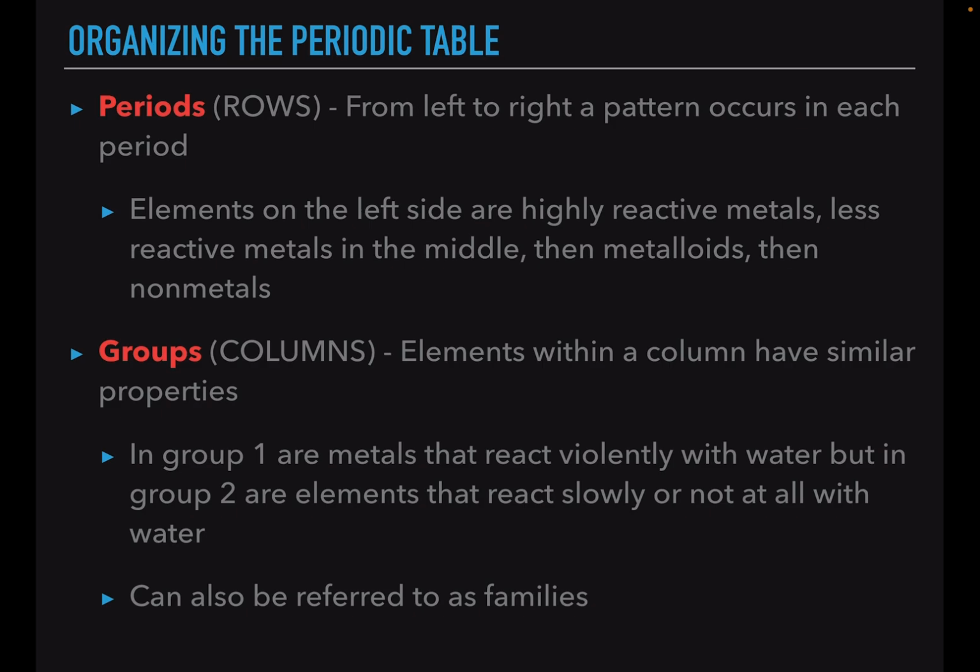The groups, or the columns, we're going to call them groups, are elements that have similar properties based off of essentially how they react. So group 1 are metals that react really violently with water. But then group 2 are elements that react slowly or not at all with water. So they're based off of their reactions. We will also, in another couple lessons, get into the family names, because different groups have different family names as well. But periods go left to right, groups go up and down.